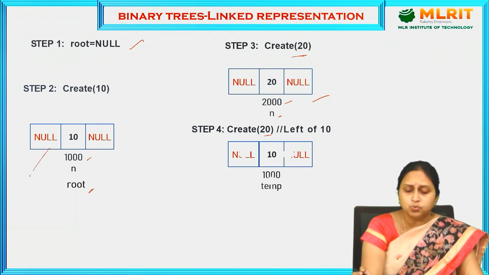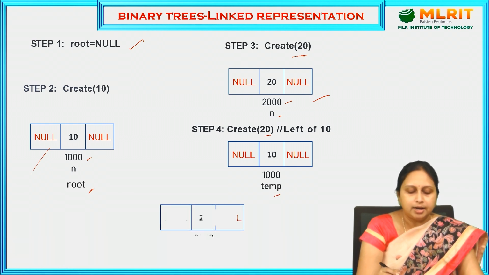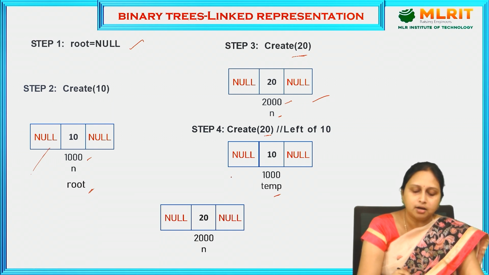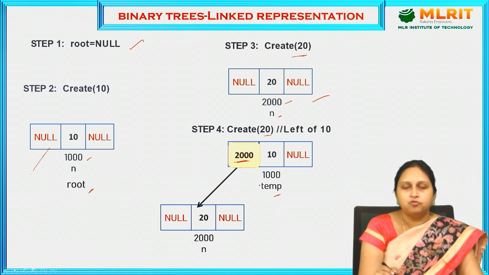Now in that case, what happens? We are going to take some temporary variable for this, and assign this 20 part to this one. Make note of this, and we are going to store 2000 in this location. Now we have made a link for these two.